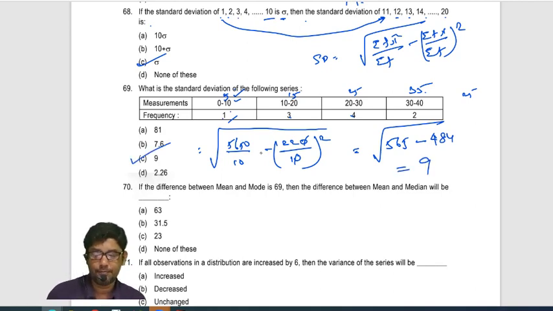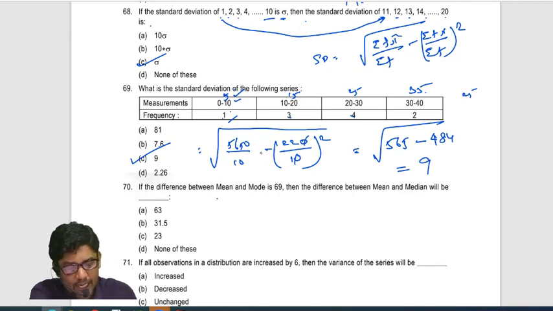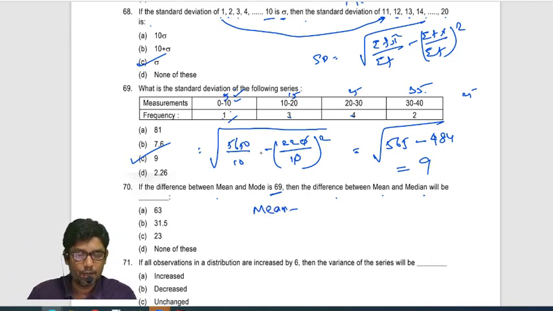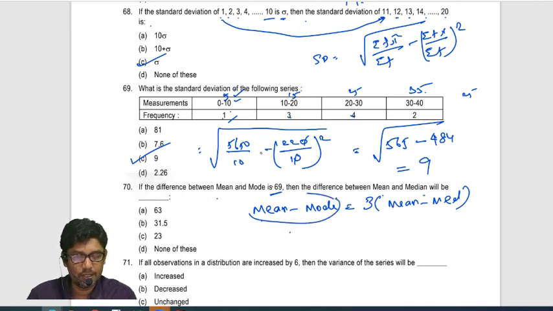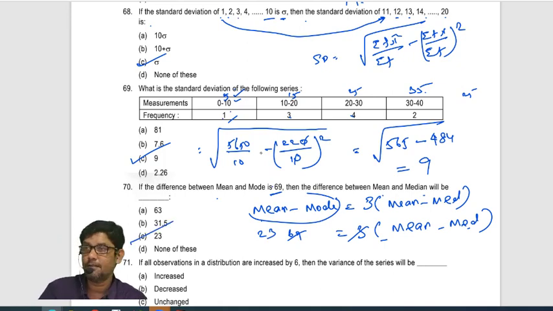Answer over. Now the difference between mean and mode is 69. What is the difference between mean and median? Can you tell me the relation? Mean minus mode is equal to 3 times mean minus median. Mean minus mode is given as 69. 69 is equal to 3 times mean minus median. So what is mean minus median? 23. Am I right, my dear?